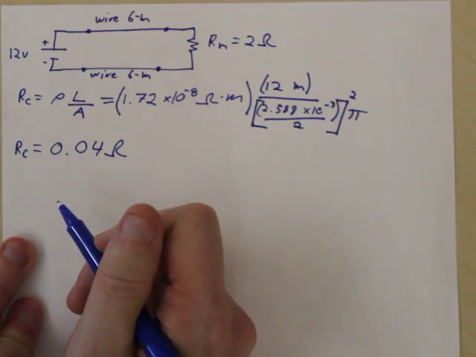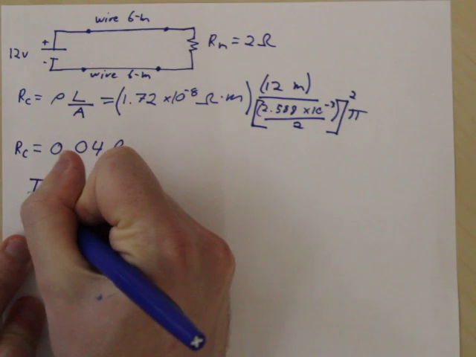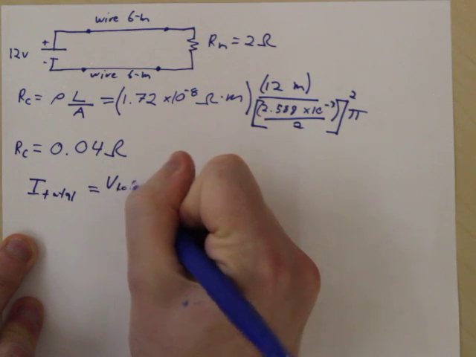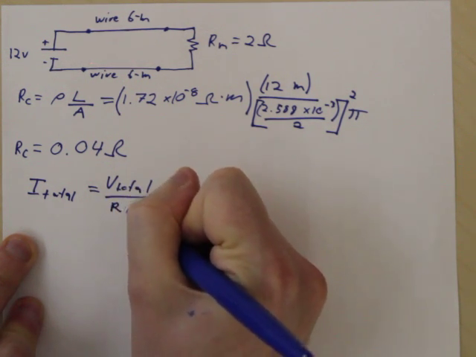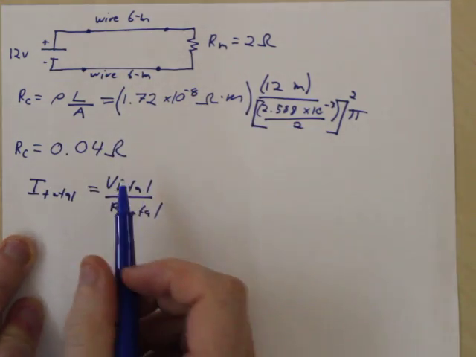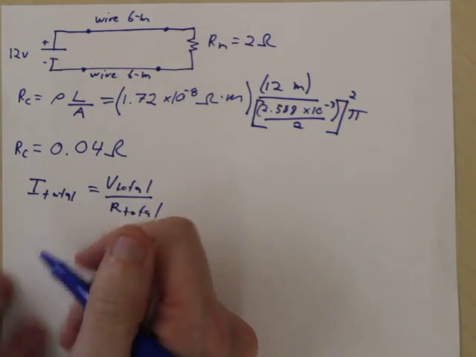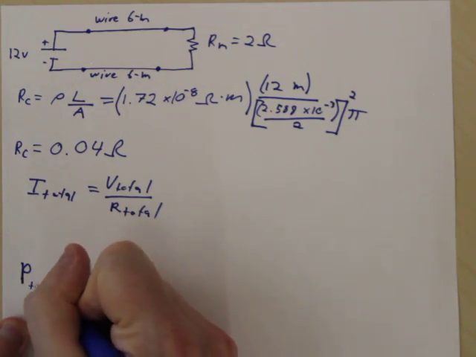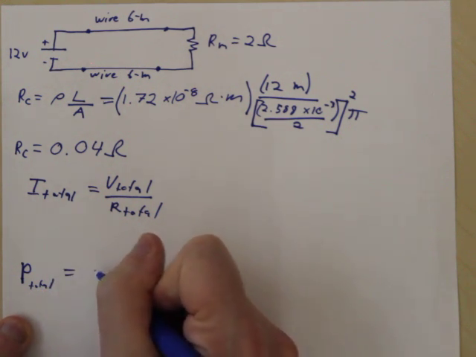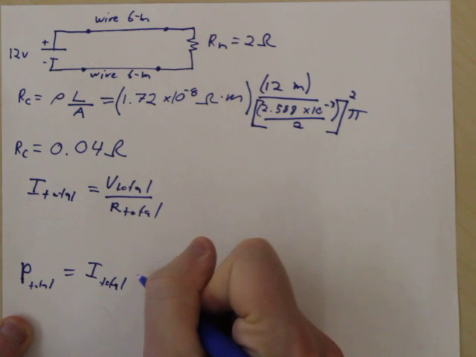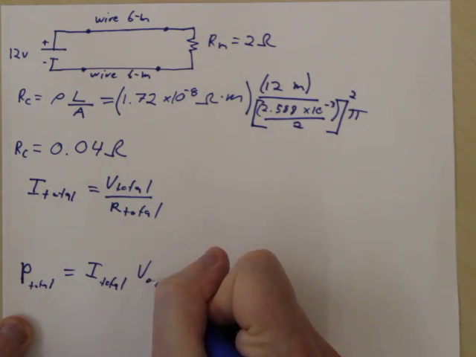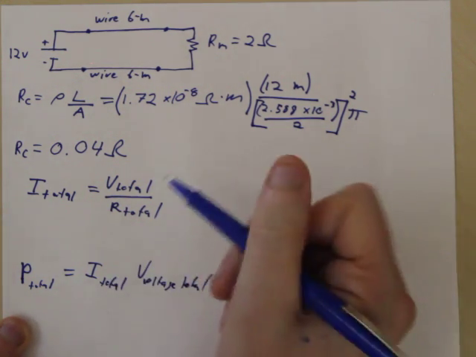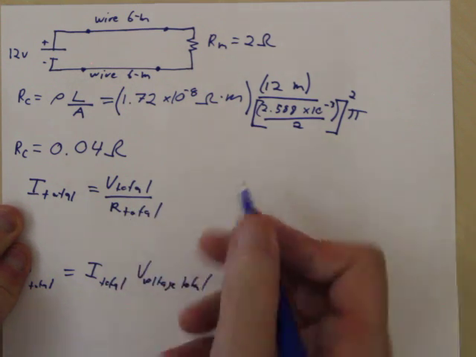So in order to find total power, we need to find total resistance, because remember, I total equals V total over R total. And that's for the entire circuit, because we're trying to find the total power. And remember, what is total power? Power total equals current total times voltage total. I wrote it wrong. Oh well, you know what I'm talking about. So I total equals V total over R total.